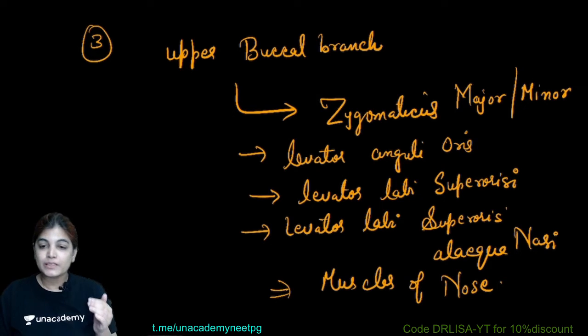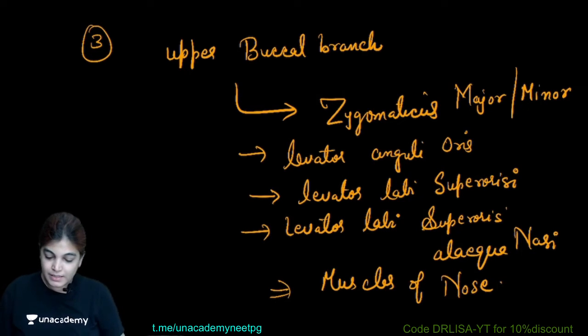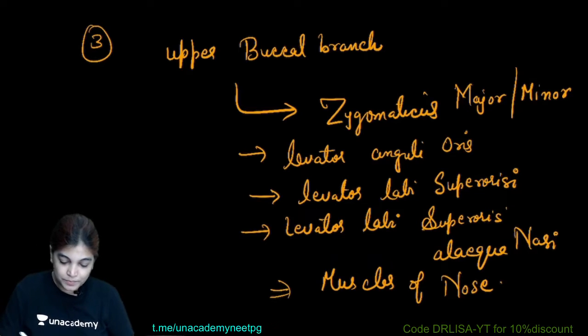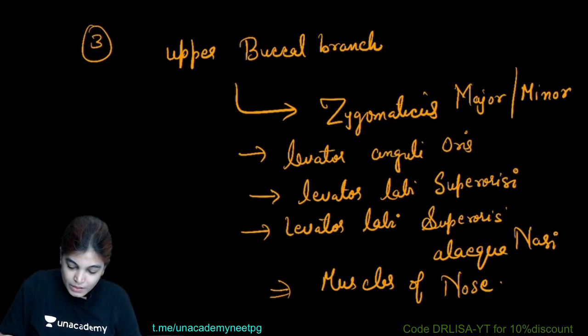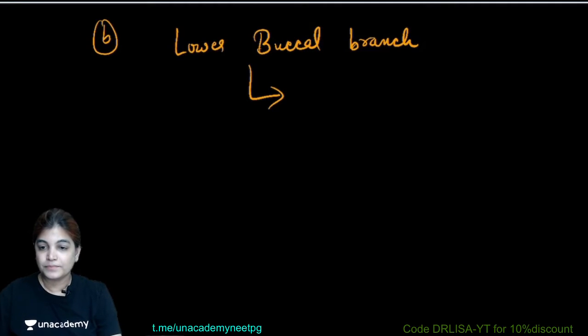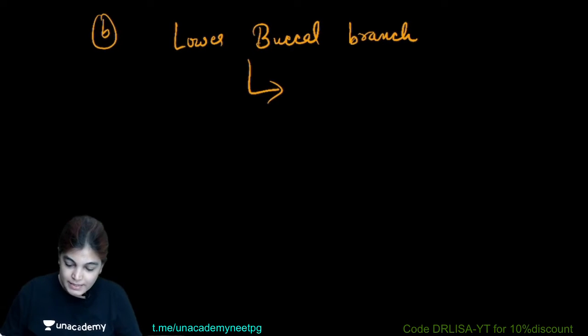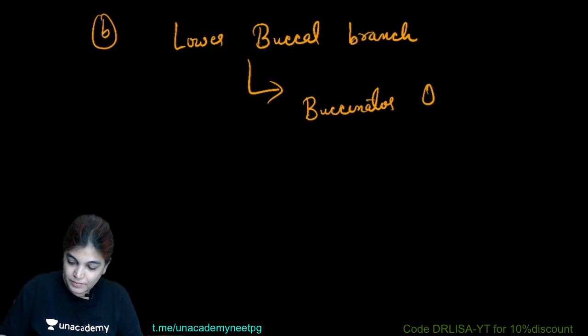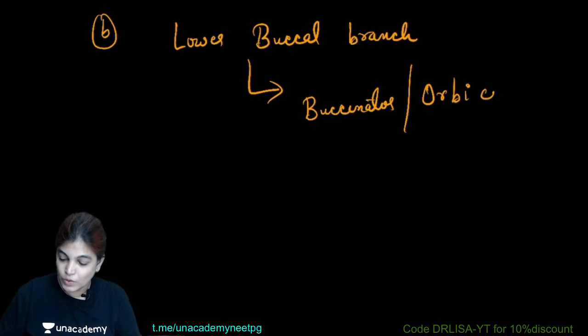As I told you, there is also one lower buccal. So moving to the next list, that is the lower buccal branch. The lower buccal branch of the facial nerve supplies the following muscles: buccinator and orbicularis oris.